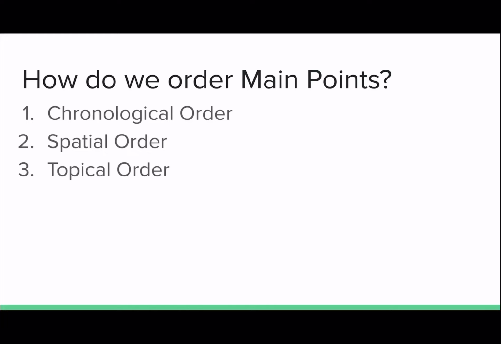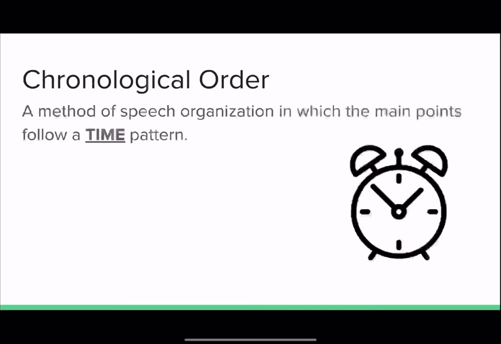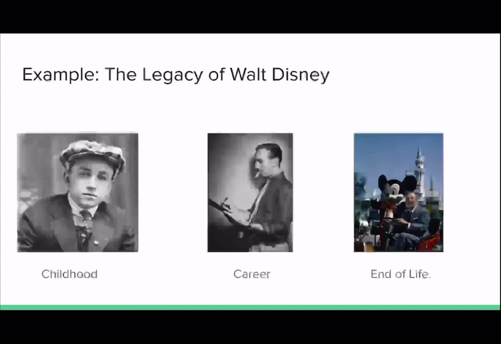So chronological order. You can organize your informative speech using chronological order, a method of speech organization in which the main points follow a time pattern. That's the key word there. Chronological, think time. Chronological, think time. An example of this would be the legacy of Walt Disney. Main point 1 would be Walt Disney's childhood, and then his career, and then the end of life. You see how it has kind of a beginning and an end, but it starts off in chronological order.